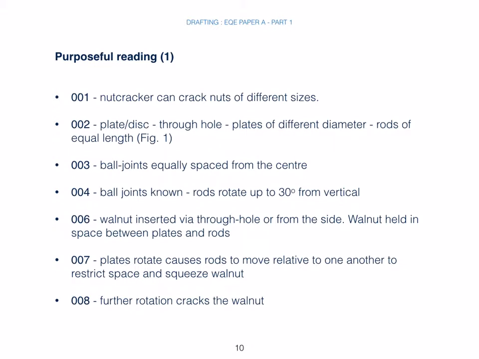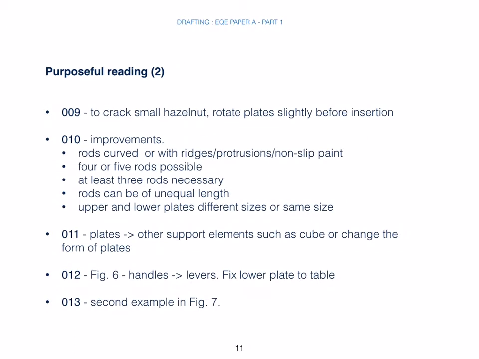We were up to paragraph 8. Now I go to the next slide, which is paragraph 9. And let's see, what does the client say in paragraph 9? To crack a small nut such as a hazelnut, the plates 1 and 2 must be slightly rotated before the nut is inserted. This restricts the space between the plates 1, 2 and the rods 3, 4 and 5 so that the nut can be held in the space approximately halfway between the plates. So I noted to crack a small hazelnut, rotate plates slightly before insertion.